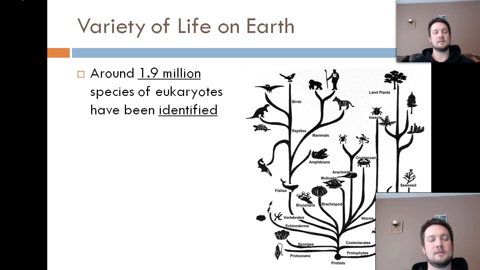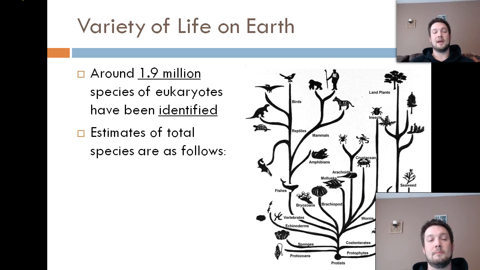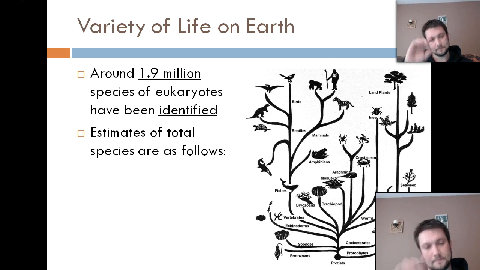So, species that have been identified on Earth so far: eukaryotes, so complex celled organisms, usually multicellular, but not always. There's been almost 2 million of those that have been identified so far. So quite a few. And actually, the number of prokaryotes, I've had trouble finding a total on that. But there are hundreds of thousands of different bacterial species that have been identified as well.